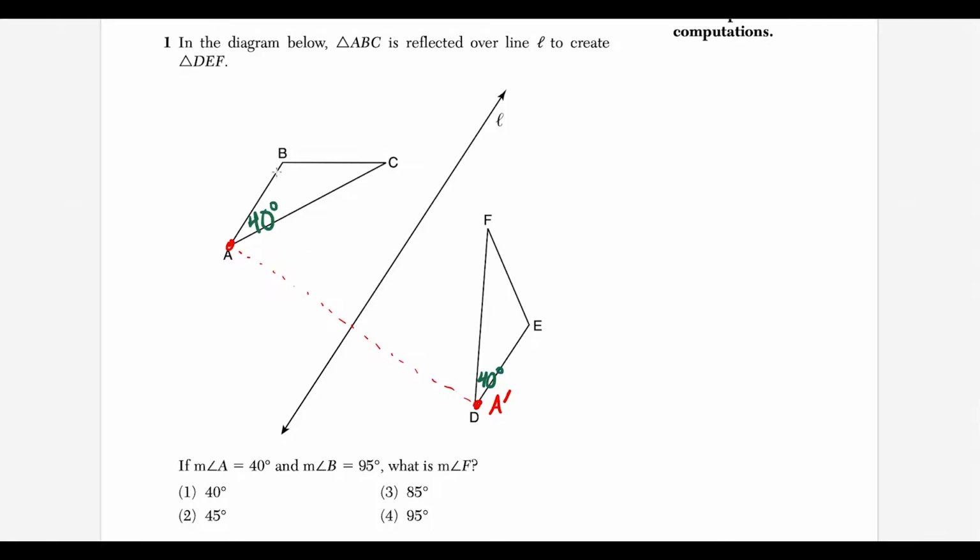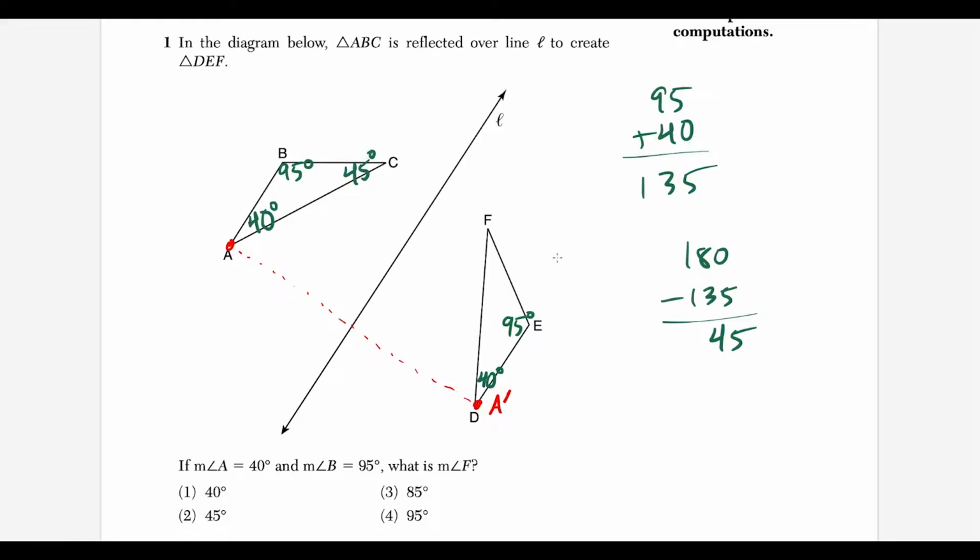Then here we're told the measure of angle B is 95 degrees. So angle B would correspond to angle E in this triangle over here. What we also need to know is that in a triangle there's 180 degrees. If we add 95 plus 40, that's going to give us 135. Now if we do 180 minus 135, we're going to have 45. So this tells us the measure of angle C is 45 degrees, as is the measure of angle F. So when they're asking, what is the measure of angle F? 45 degrees, choice 2 is our answer.